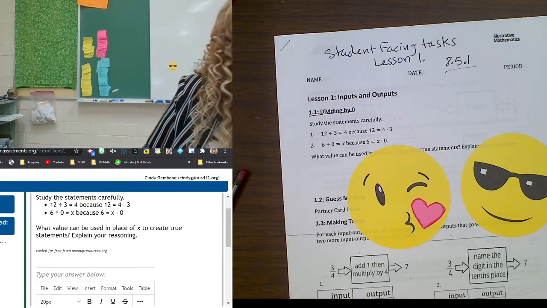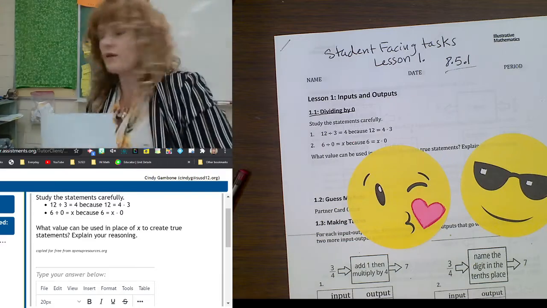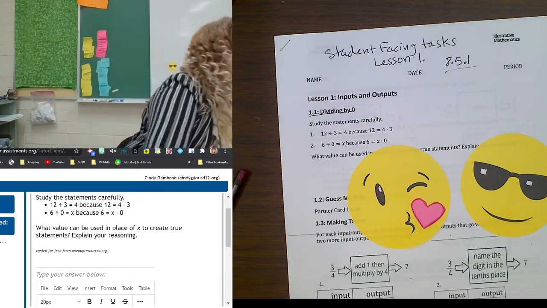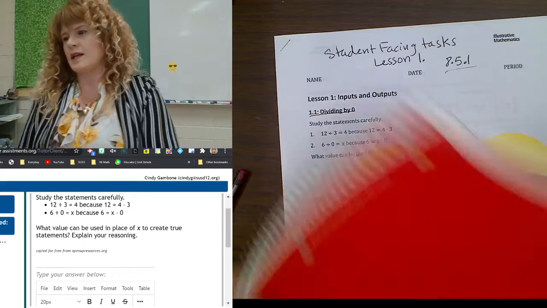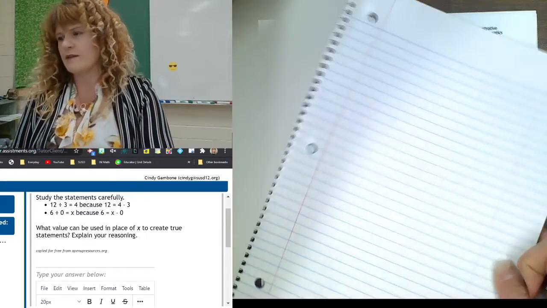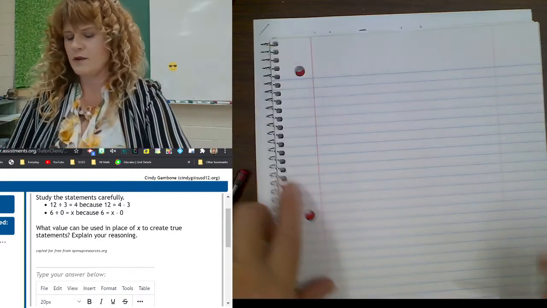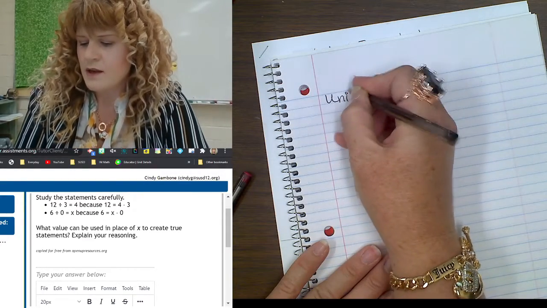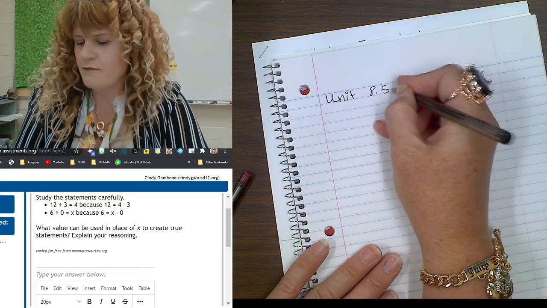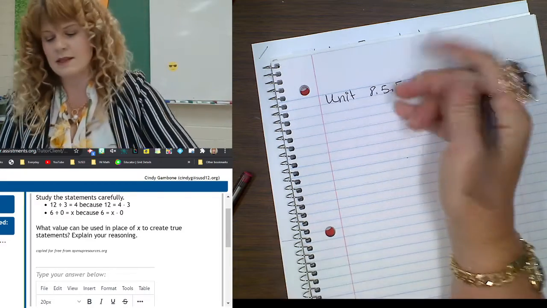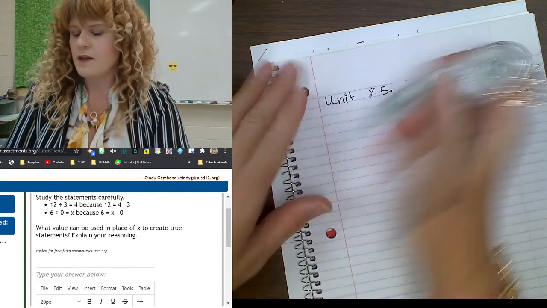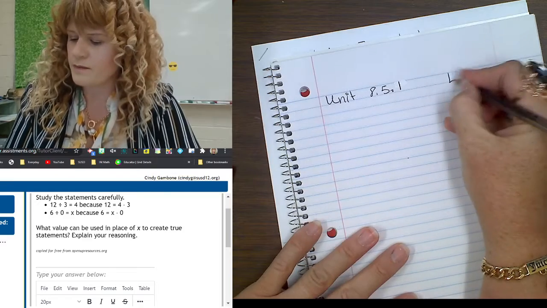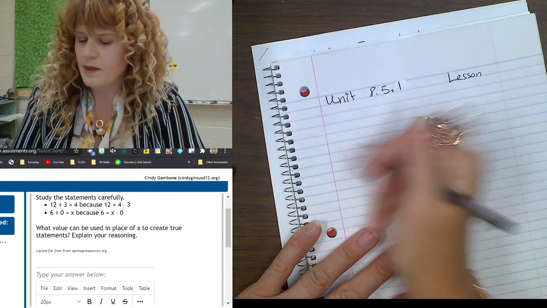And I hope you have some scratch paper or your math notebook with you. I think it's a good idea to use a dedicated notebook just for math. So go to the first page in your notebook and then put on there that it's unit 8.5.1. And what that means is 8th grade math, unit 5, lesson 1. You can write on there lesson 1.